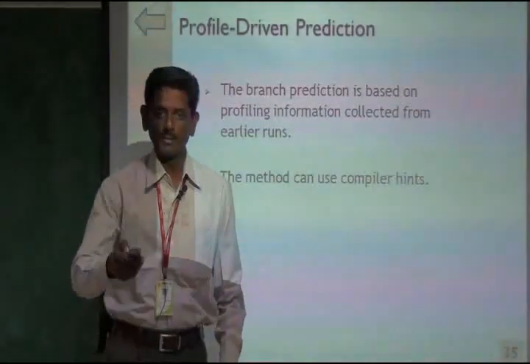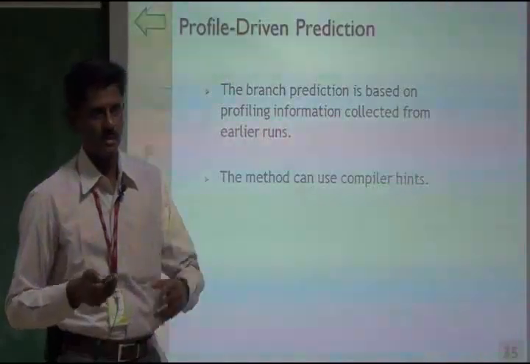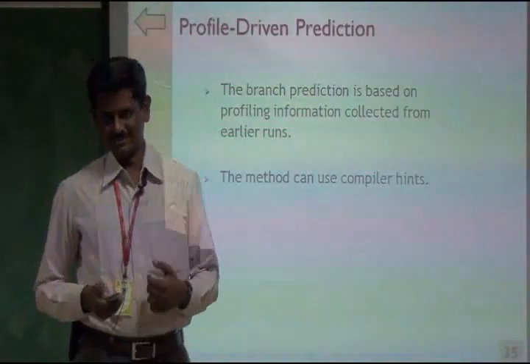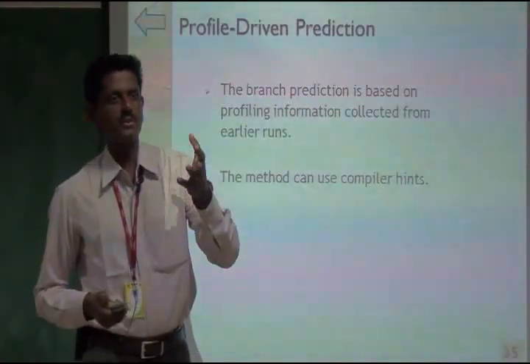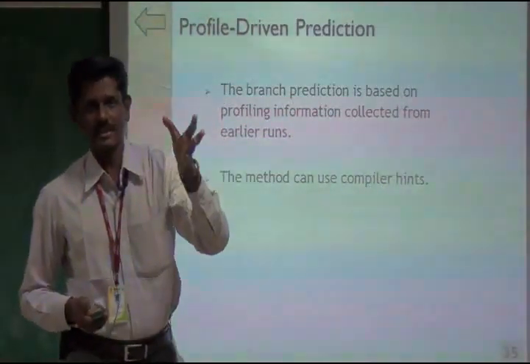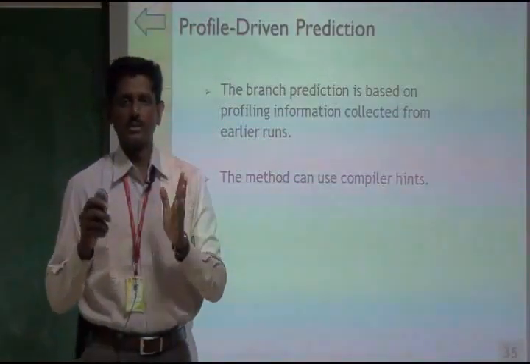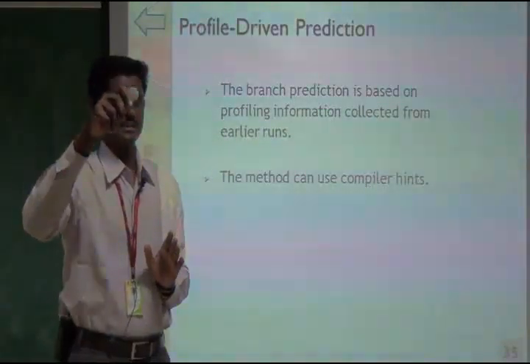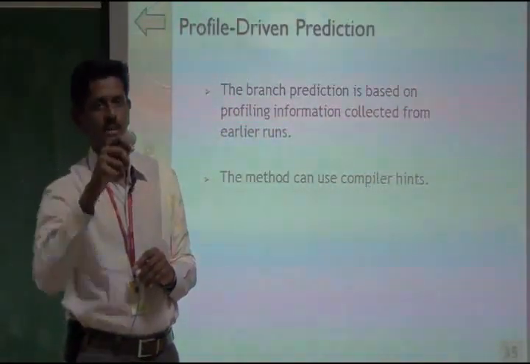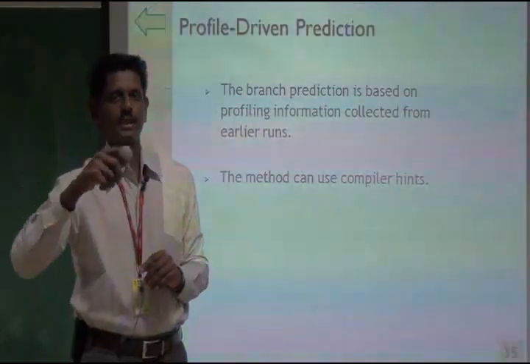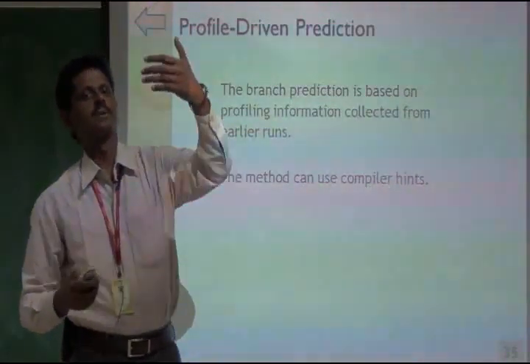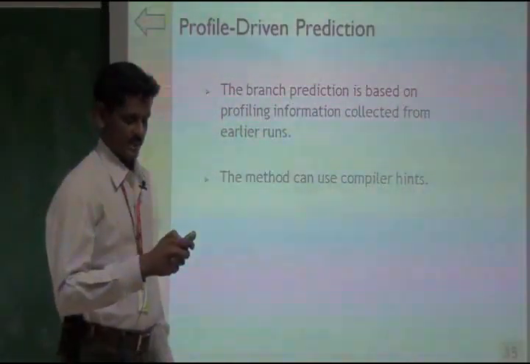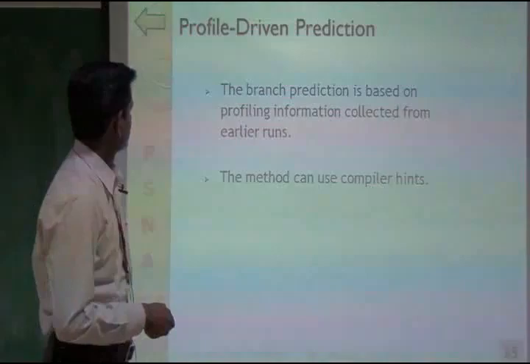Then the fourth one is profile based. Profile means the compiler is going to assess the previous executions of the code, whether the branch was taken in the previous executions. Then it comes to the conclusion that the branch is taken. If suppose the previous cases are not taken, or the fourth iteration is taken and the fifth iteration is not taken, then based on the previous profile the compiler is going to take the decision. That is profile based.